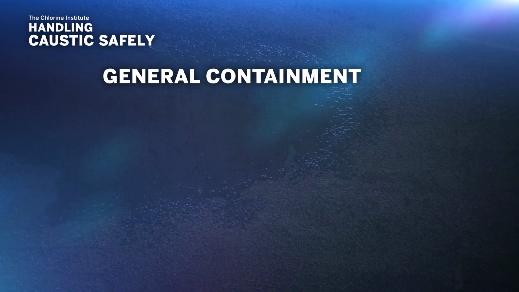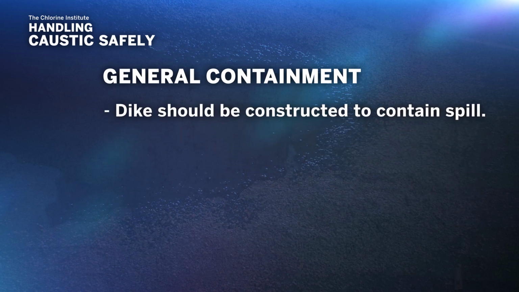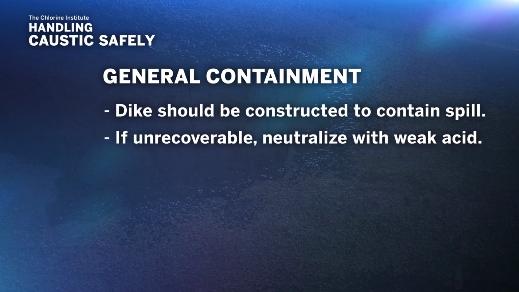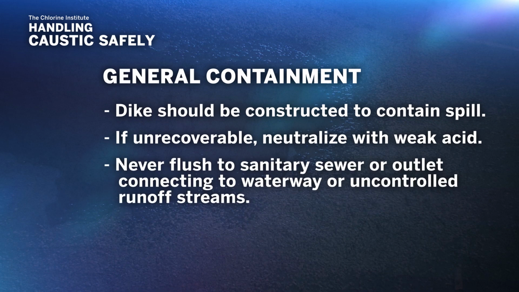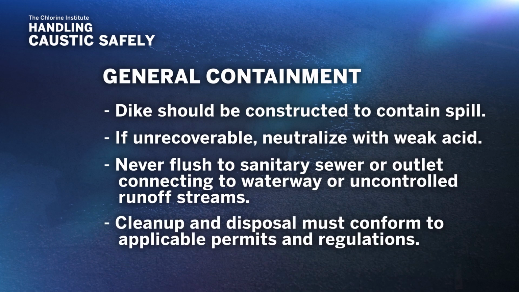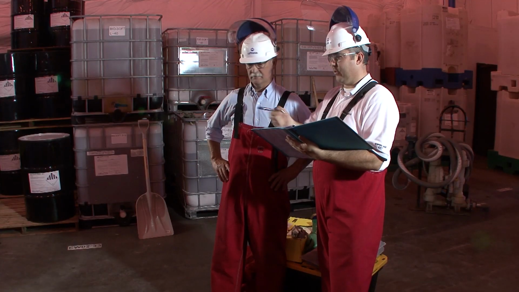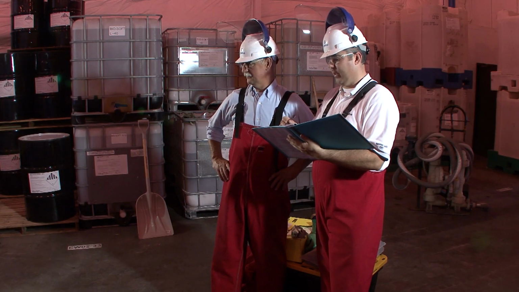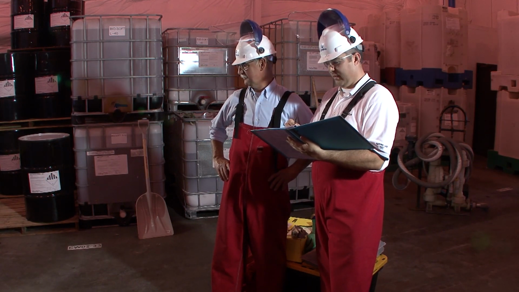Containment of a leak is extremely important. Whenever practical, a dike should be constructed to contain the spill. When the spilled material is unrecoverable, it can be carefully neutralized with a weak acid, such as acetic acid. Caustic should never be flushed to a sanitary sewer or other outlet which connects to waterways or uncontrolled runoff streams. Cleanup and waste disposal must conform to applicable permits and current hazardous waste regulations. Any site handling caustic should have a written emergency response plan in the event a spill or leak occurs.